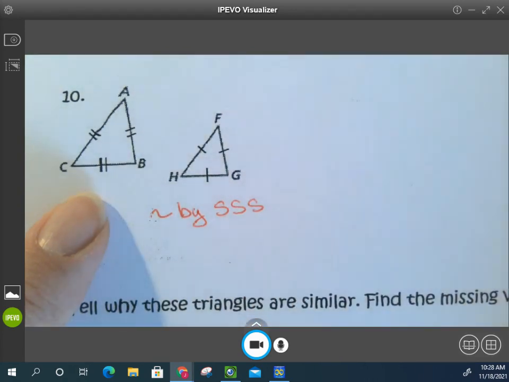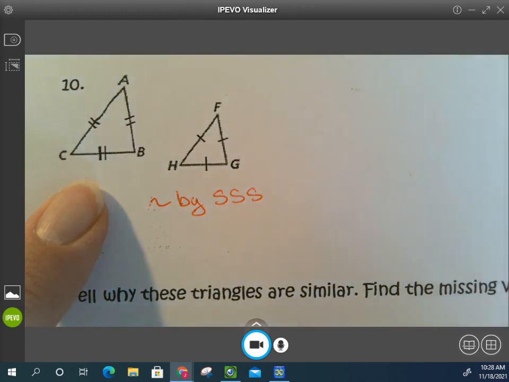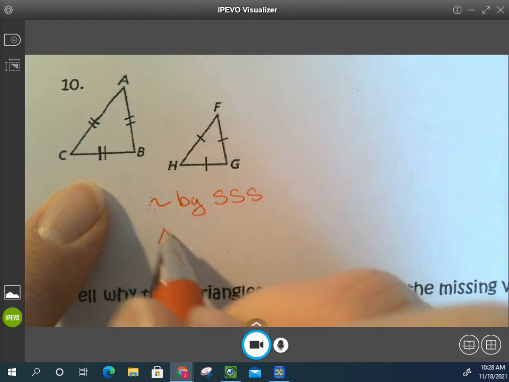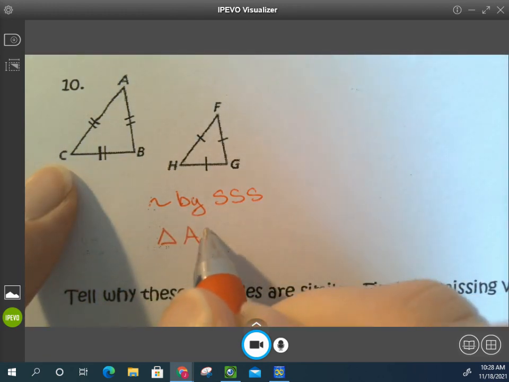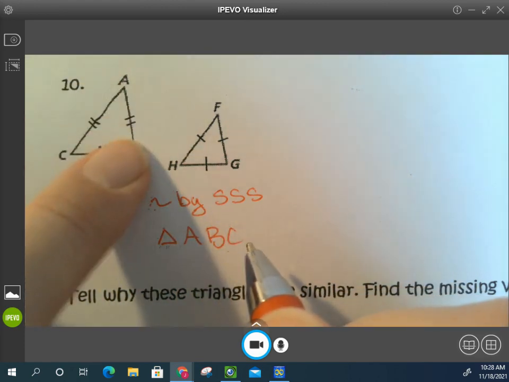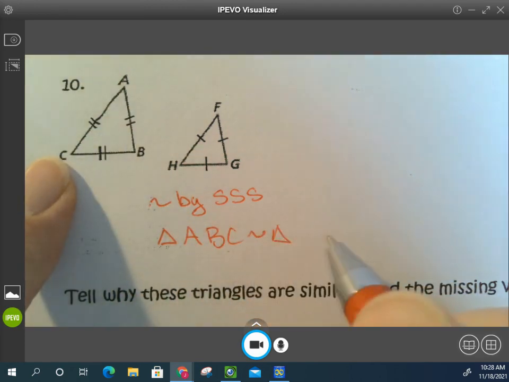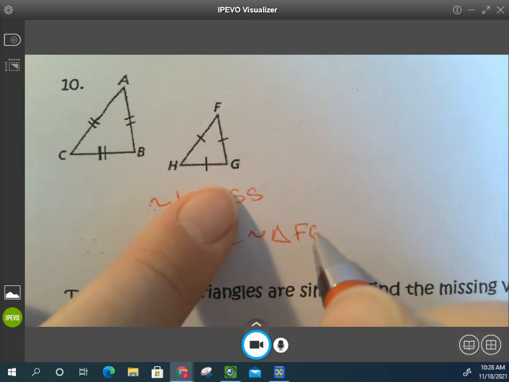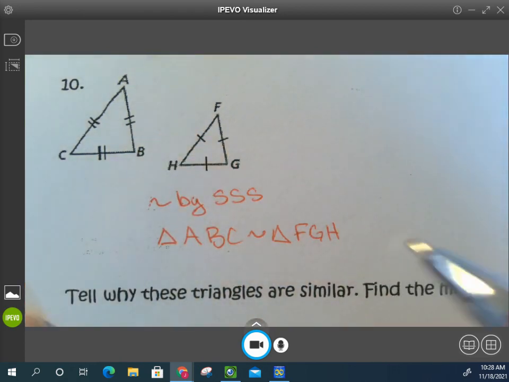So it actually took me a lot less effort. I don't have to do any of the algebra. And that would be that triangle ABC, I'm going to go around this way, triangle ABC is similar to triangle FGH. Okay? So that's it. That's all I had to do there.